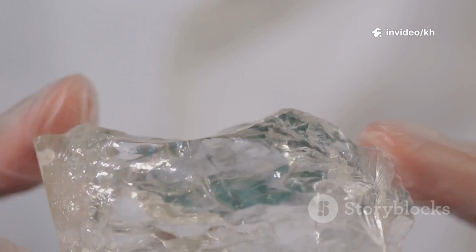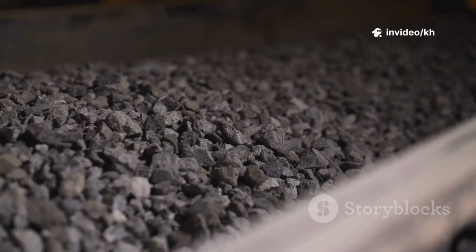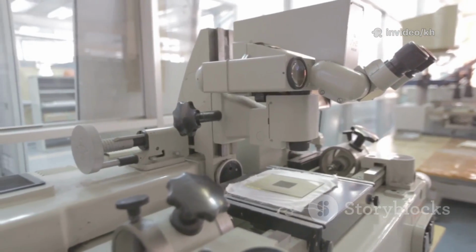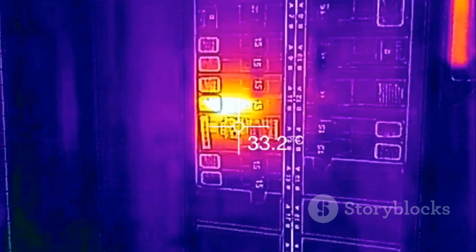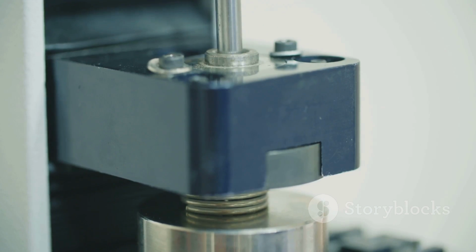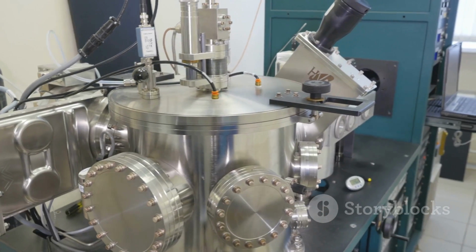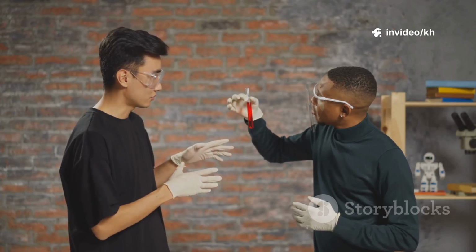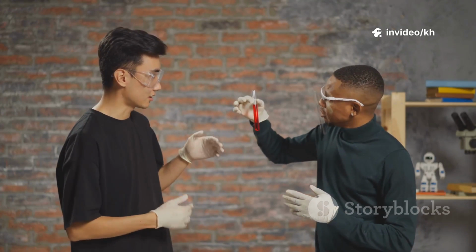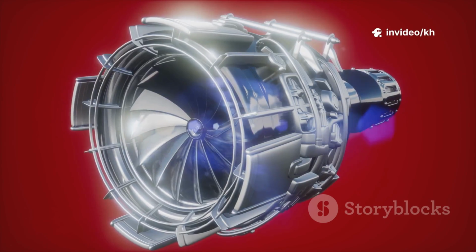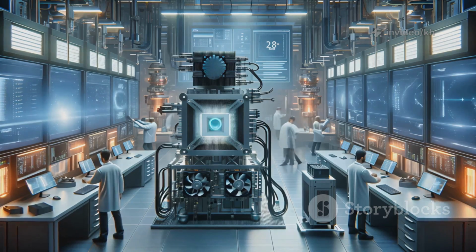Beyond the microscopic, we also need to test the big picture, literally. Macroscopic testing measures bulk properties like strength or thermal behavior. Think tensile tests for metals or thermal analysis for polymers. These tests tell us how materials will perform when the rubber meets the road, whether that's inside a jet engine or a laptop.